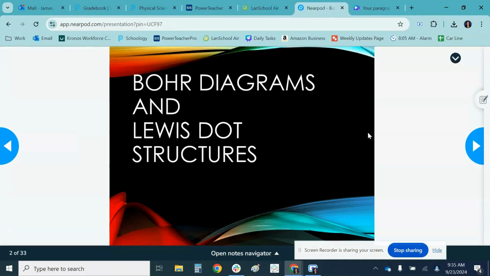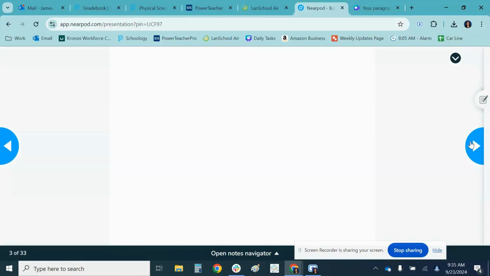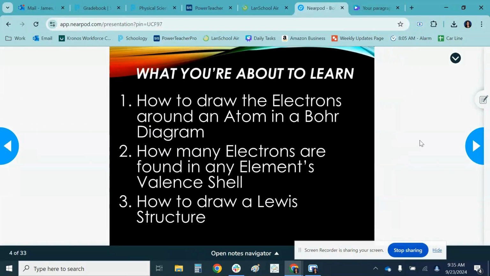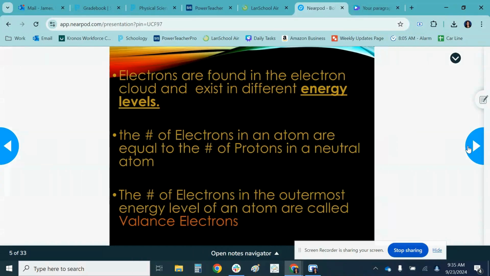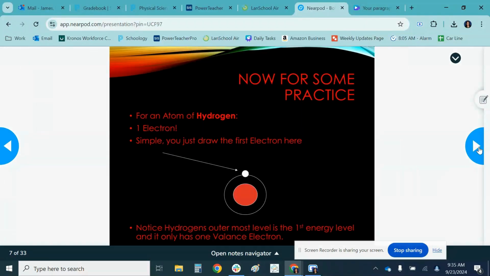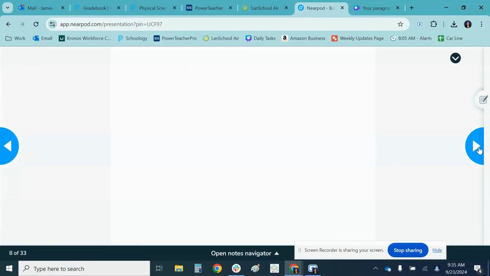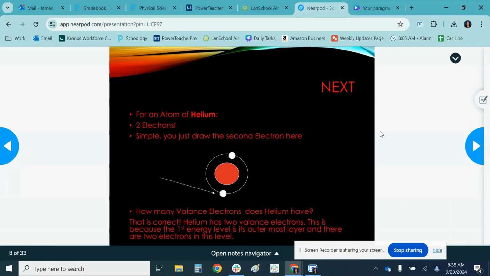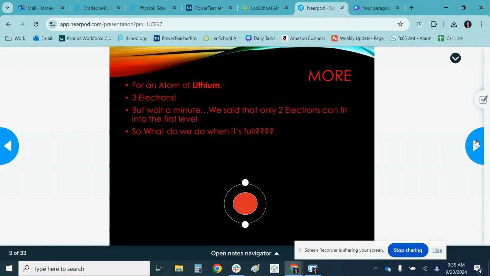Last but not least, our Bohr and our Lewis structures. Y'all learned how to draw these when we went through this presentation. For a Bohr diagram, we are always going to use all of the electrons. So to draw a Bohr diagram, you have to have the number of electrons. For example, lithium is going to have 3 total electrons.